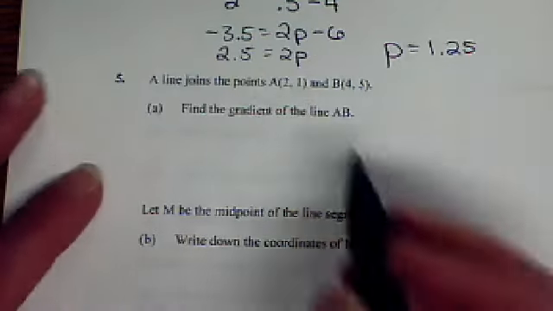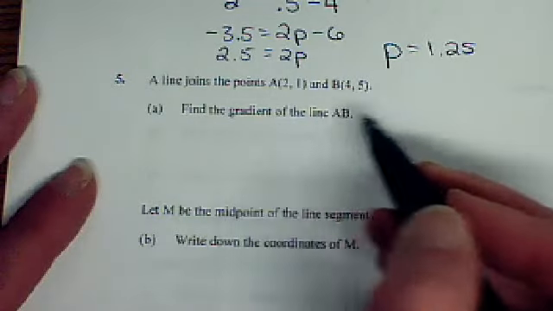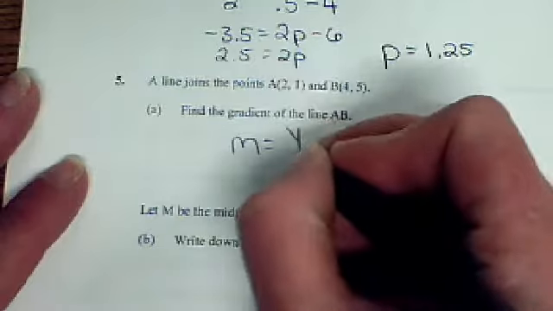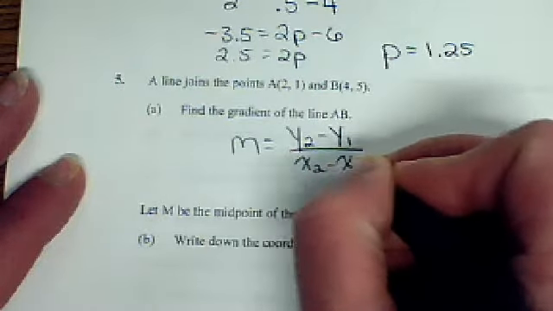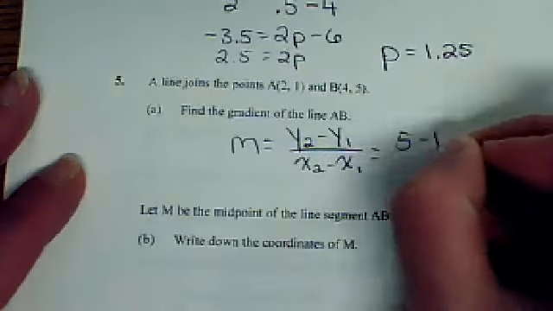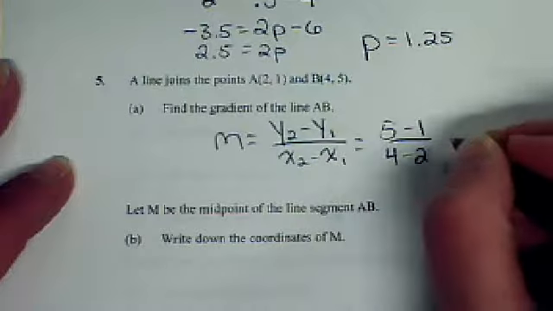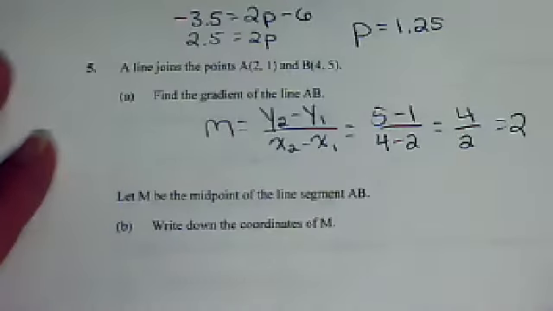Number 5. We have A is (2, 1), B is (4, 5). Find the gradient of the line AB. Gradient means the slope of the line. So 5 minus 1 over 4 minus 2. I get 4 over 2, which is 2.